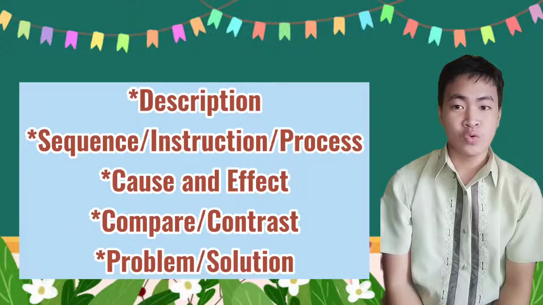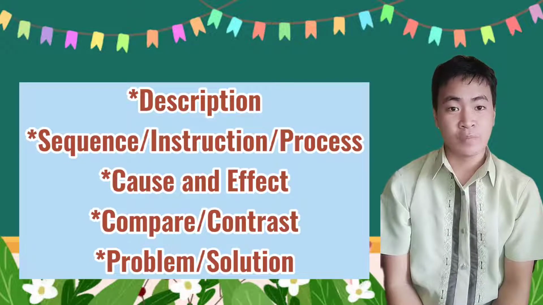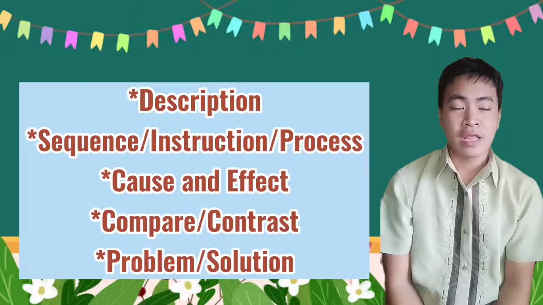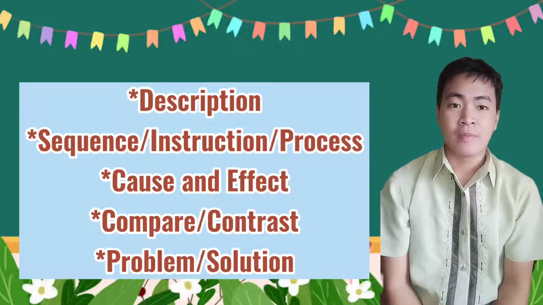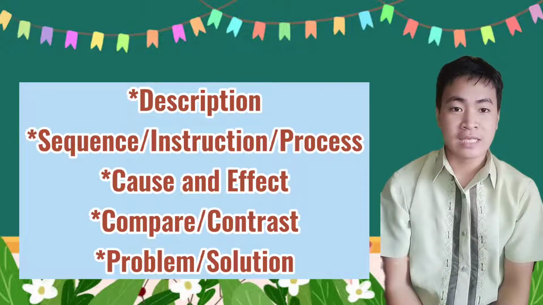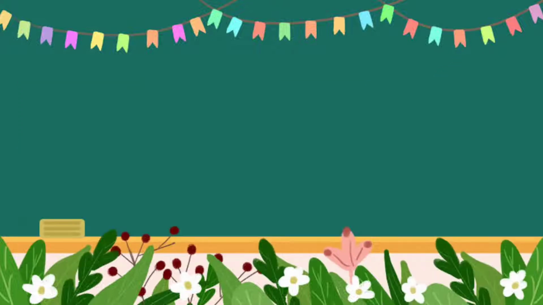These are the things that we are going to discuss in text structures. We have the description. Number 2, sequence, instruction, process. Number 3, cause and effect. Number 4, compare and contrast. And the last one is problem and solution.